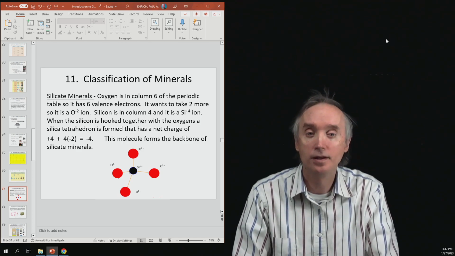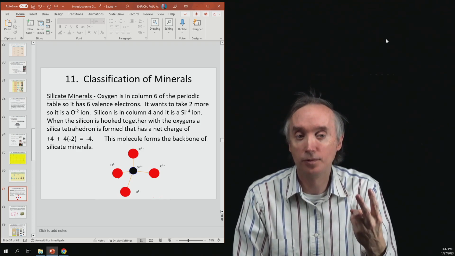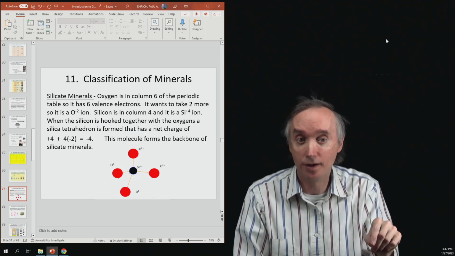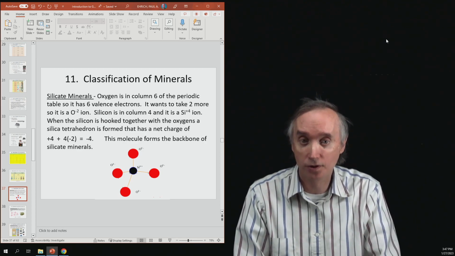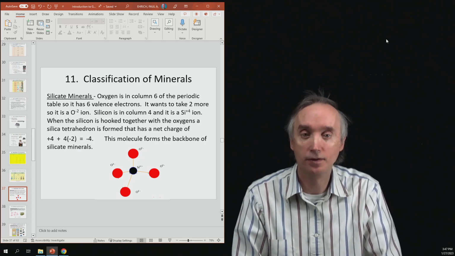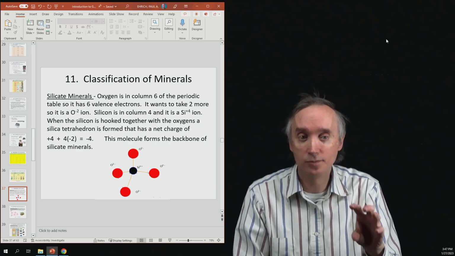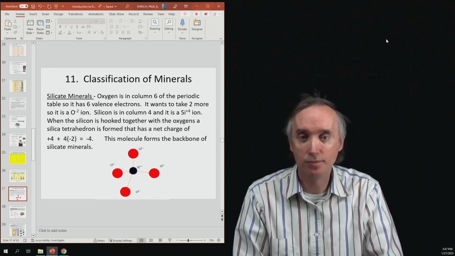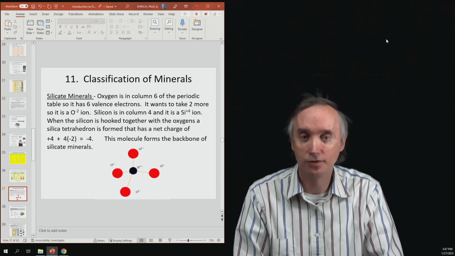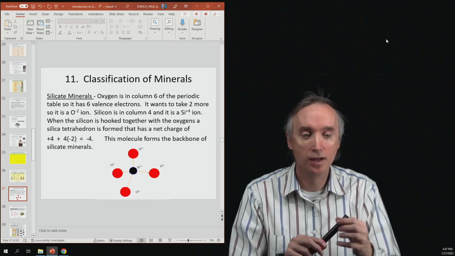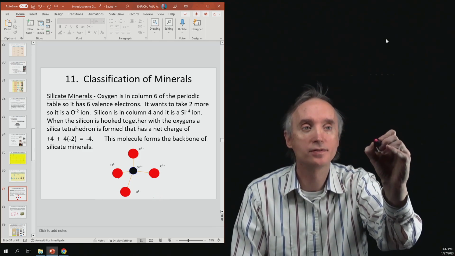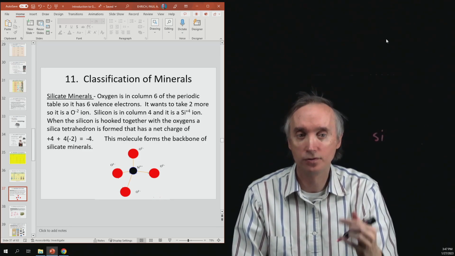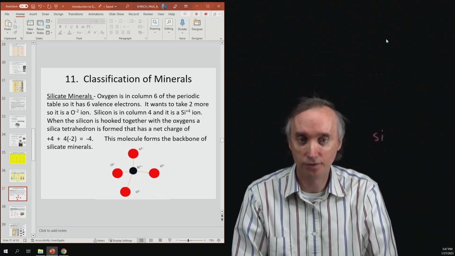Now we said that the two most important elements in the crust were silicon and oxygen. So what happens is that the silicon grabs onto 4 oxygens, and that's going to make a silica tetrahedron. All right, so let's put a silicon in the middle, and let's attach 2 oxygens to it.